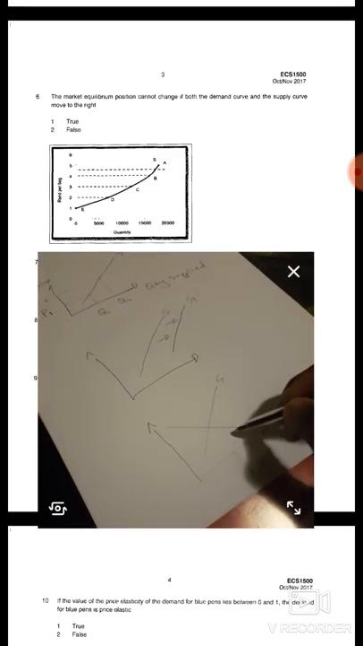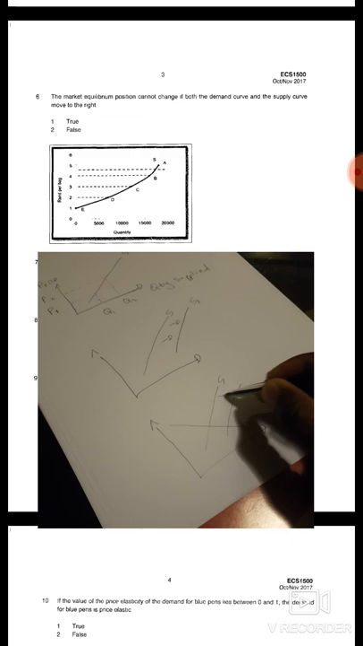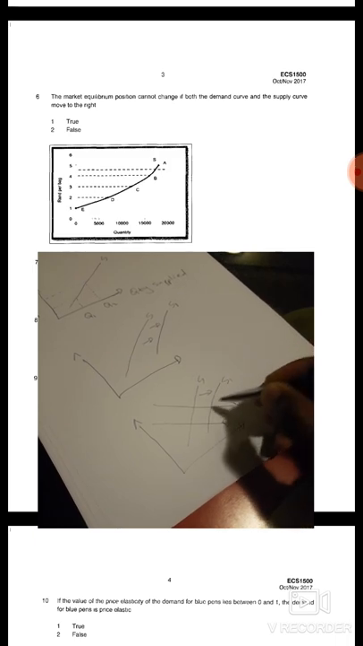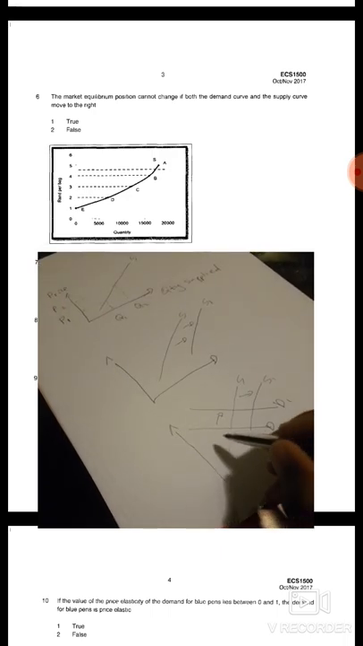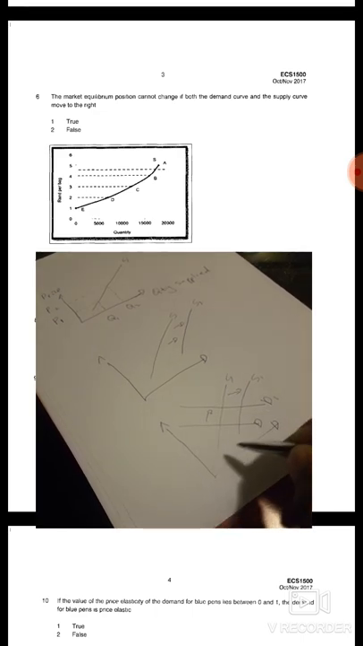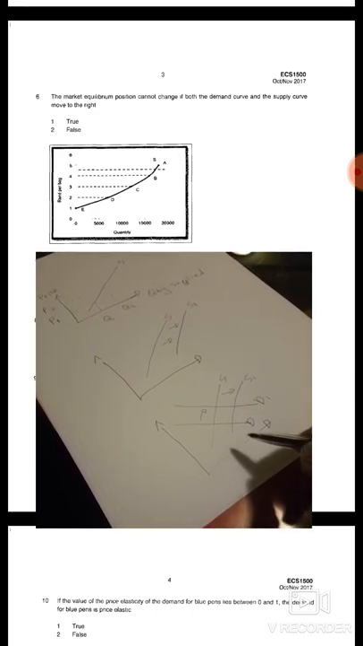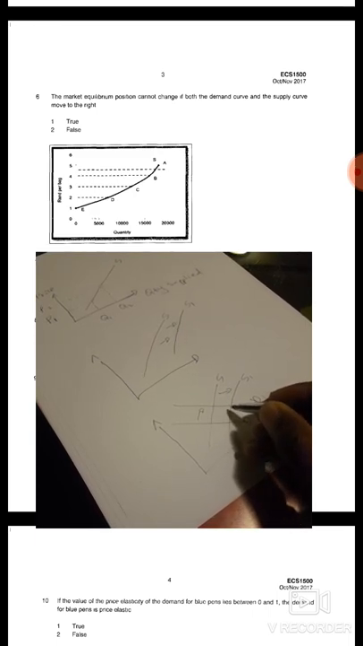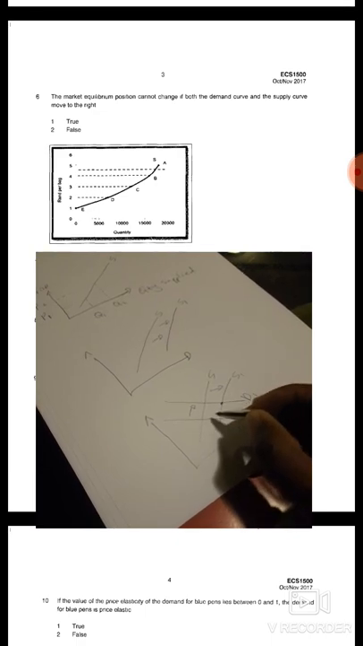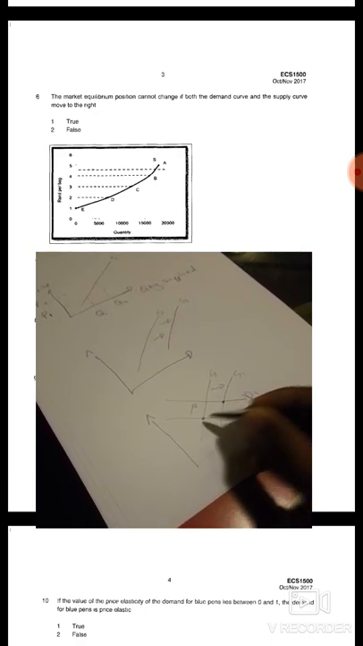if they both increase, supply is shifting to the right, and then demand is also shifting to the right. D is moving to D1, supply is moving to S1. So D is shifting to the right. So as you can see here, if both shift to the right, we have the intersection of point S1 and D1, and the original equilibrium was here.